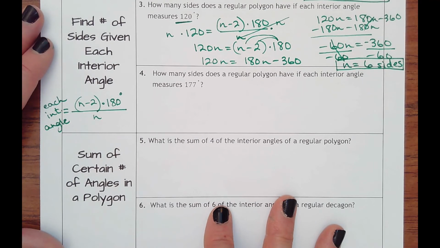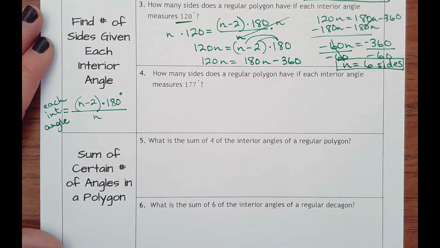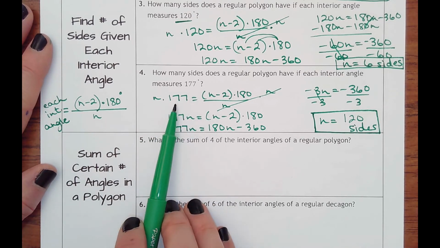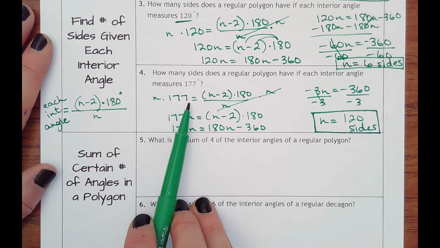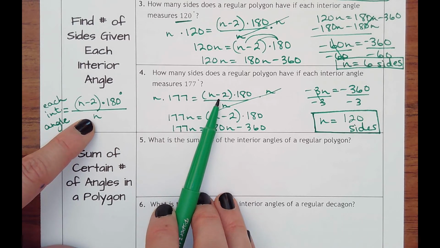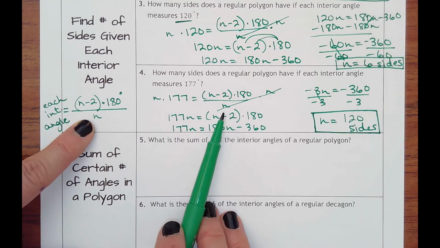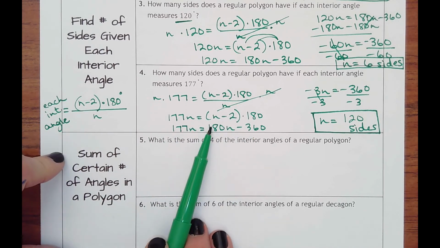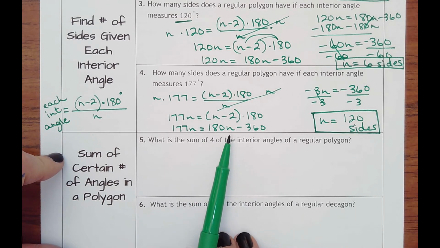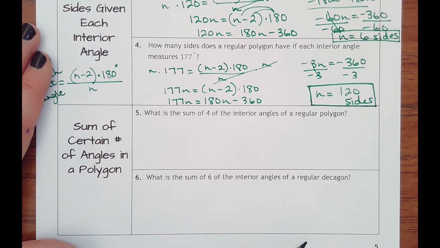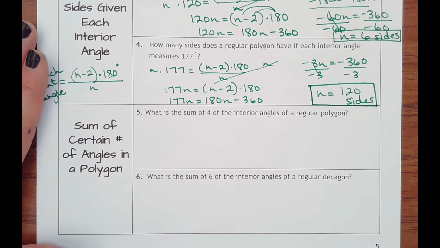All right, number 4 is just like that. Pause it and try it. I started by saying, okay, each angle is 177 degrees on the inside. That would equal your number of sides minus 2 times 180 divided by the number of sides. I multiply by n to cancel that denominator out. I distributed the 180, and then I subtracted 180n over, which got me a negative 3n, and then I divided by negative 3. So 120 sides, that's starting to get kind of circular when it gets that many sides to a polygon.